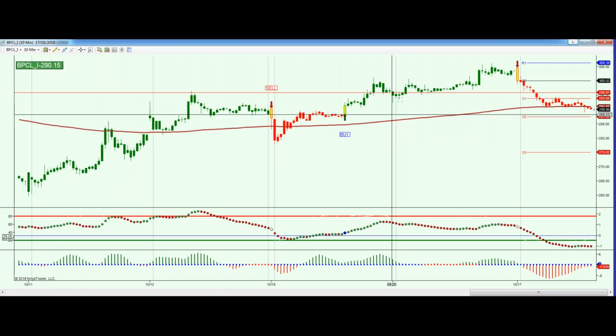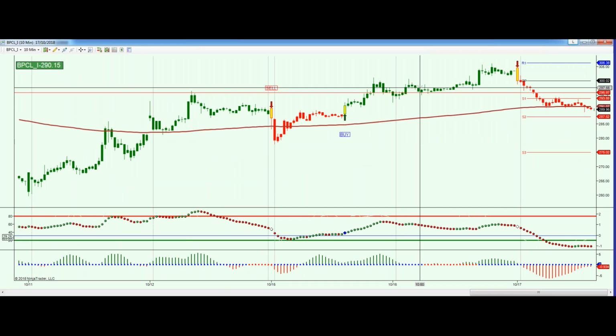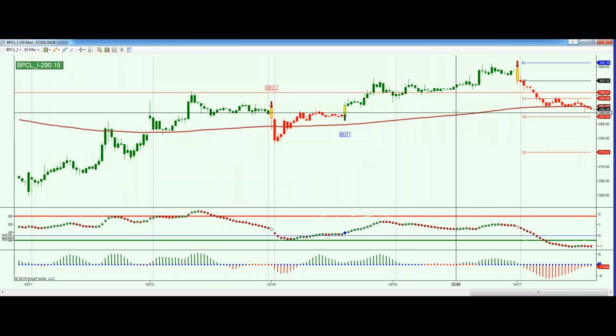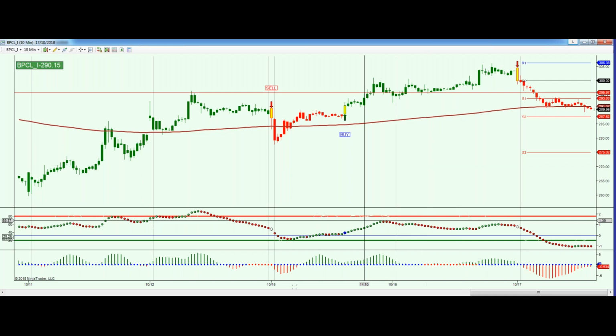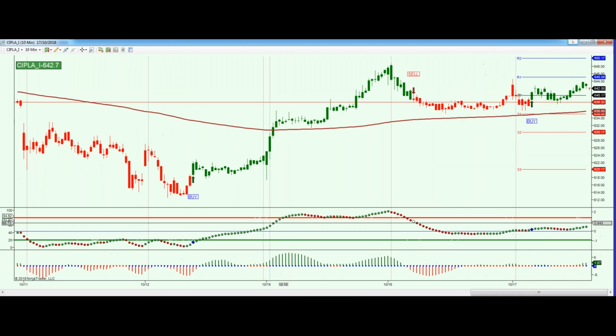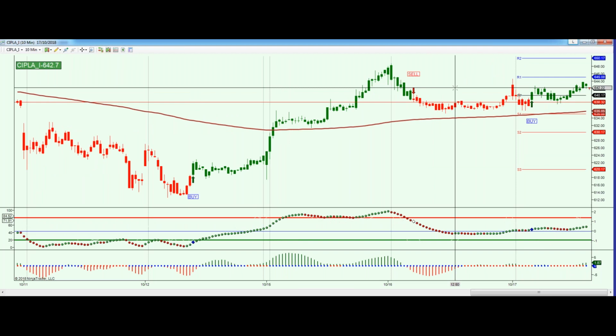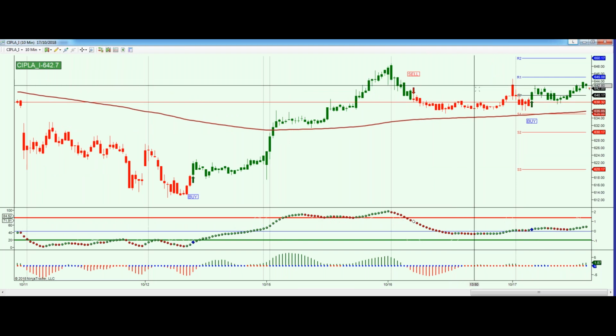We entered BPCL at 298, and now it is trading at 289. And Coal India, we have a call in Cipla, that is a buy call. The buy is at 643. Now it is at 642, minus 1 rupee.